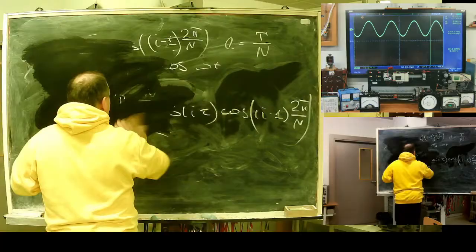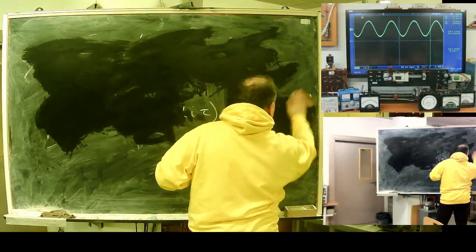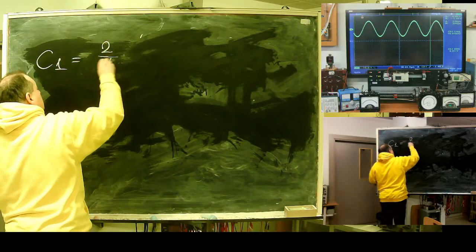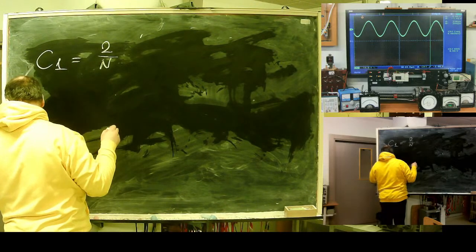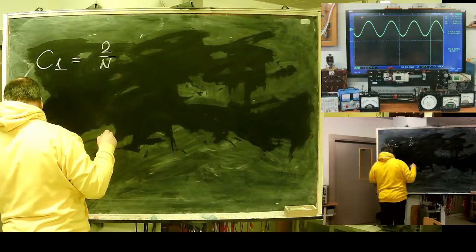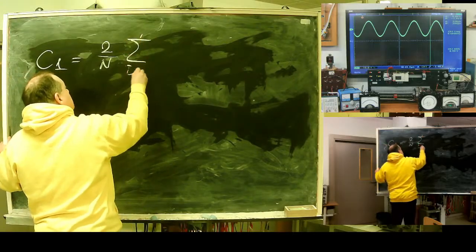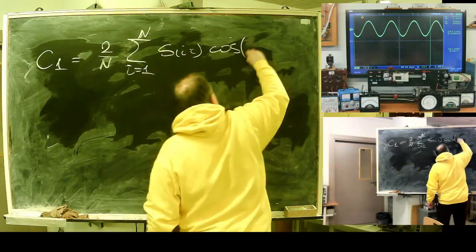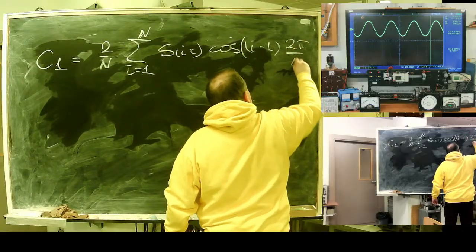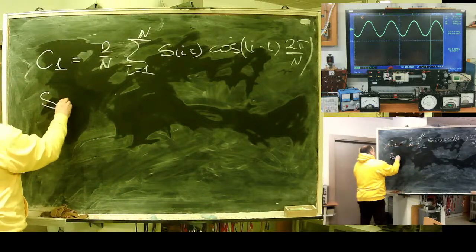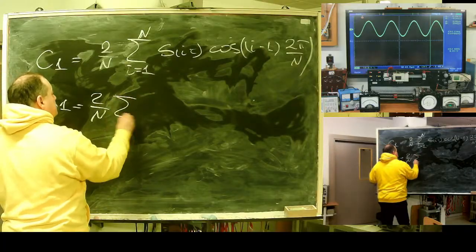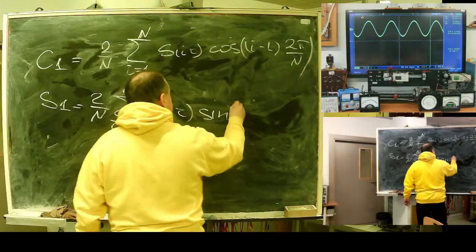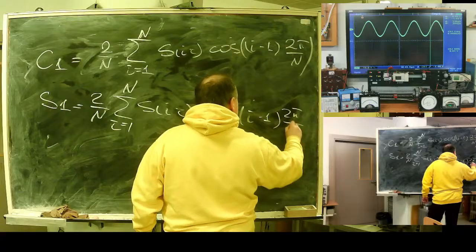Now I can write C1 will be 2 divided by N, sum from 1 to the number of points, signal values times cosine (I minus 1) double P divided by N. And S1 is 2 divided by N, sum from 1 to the number of measurements per period, signal values times sine (I minus 1) double P divided by the number of points.